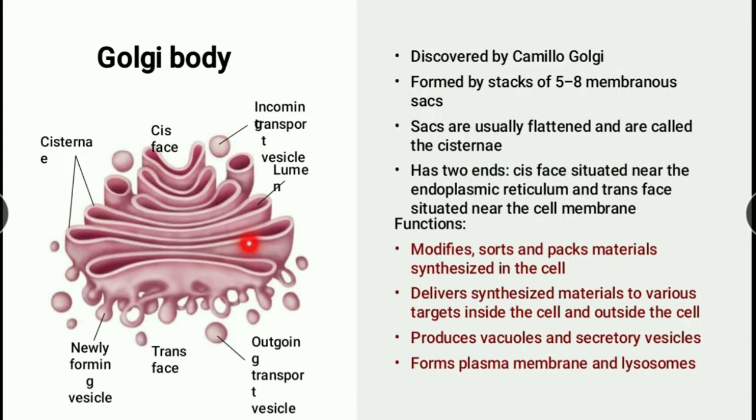Next is Golgi bodies. Understood? This organelle was discovered by Camillo Golgi. Understood? So what is the function? It will synthesize materials, various targets inside the cell and outside the cell. It will synthesize materials which are needed for the cell inside and outside. It forms plasma membrane and lysosomes. All these are the functions. It is not given in much depth about these organelles in the textbook. That's why I am skipping most of the points.